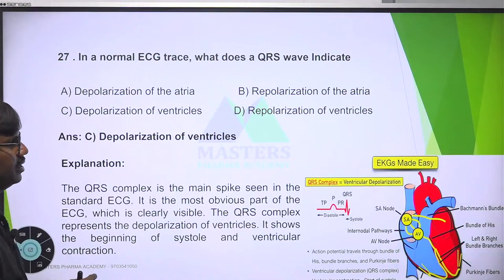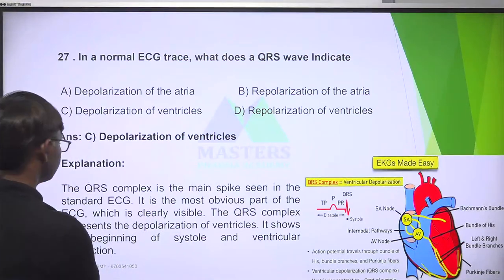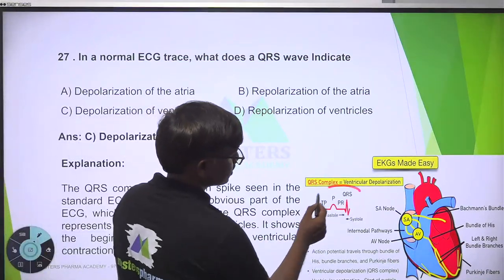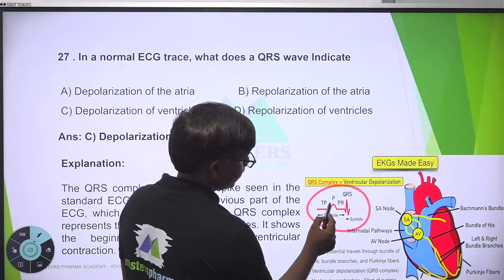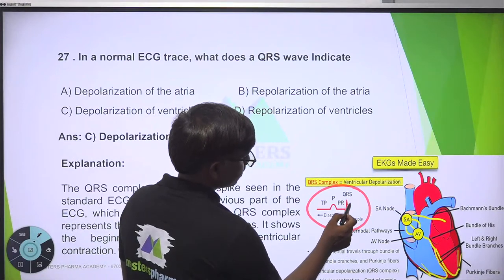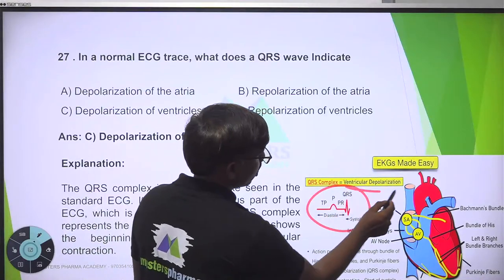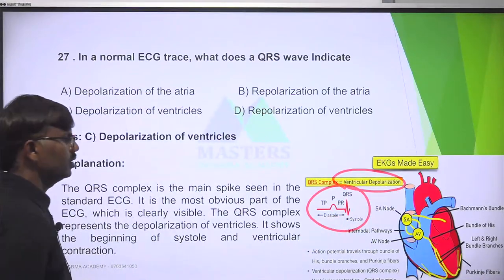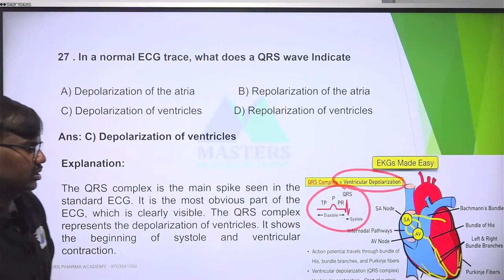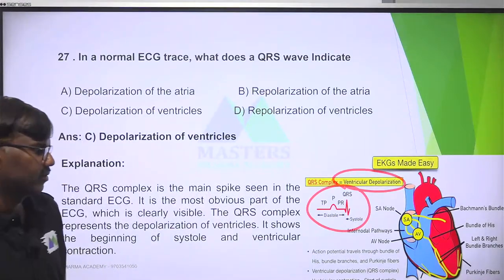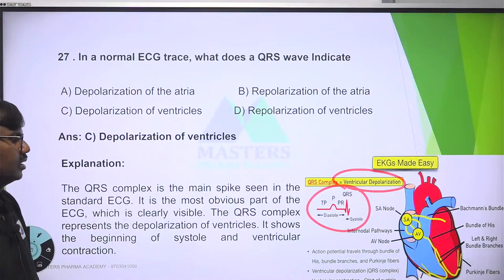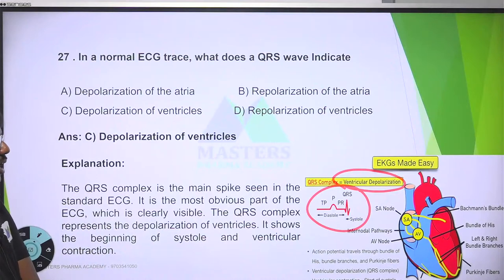In the ECG, right? So this is the P wave, PR segment, then QRS. The name of the ventricular depolarization is the QRS wave, important. This action potential travels through the bundle of His, bundle branches and Purkinje fibers. That is the QRS event.